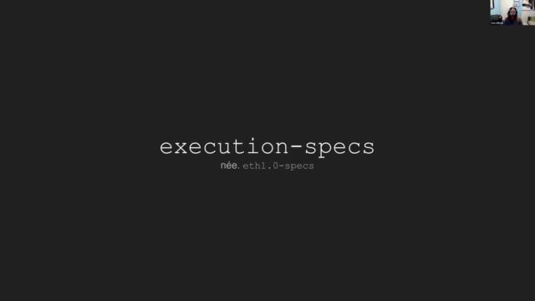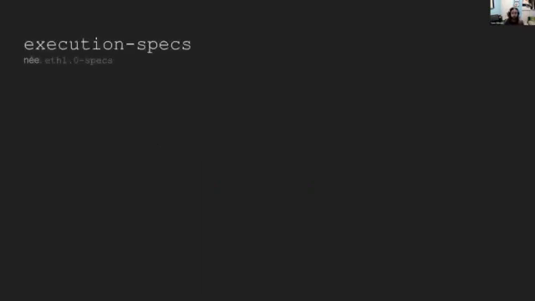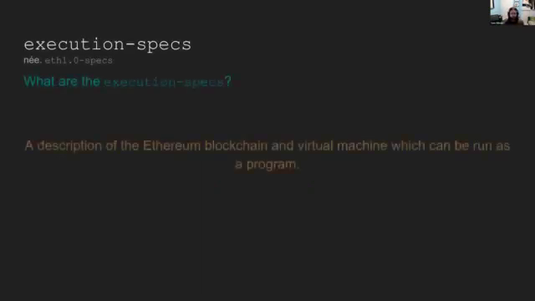So we're here to talk about execution specs, which was born as the ETH 1.0 specs repository. Going to talk a little bit about what they are, which is a description of the Ethereum blockchain and its virtual machine, which can be run as a program. And I'll get into a little bit about what that means later on.